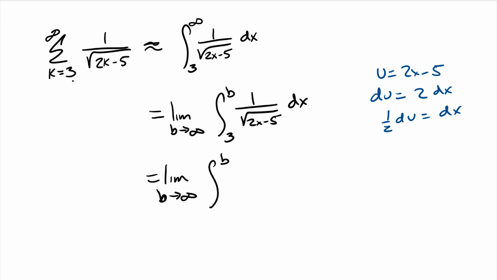So this is equal to the limit as b tends to infinity. The b is not going to change, 2 times infinity minus 5. And we're going to have 3 plugged into here to get our lower bound. So 2 times 3 is 6, minus 5 is 1. Hey, look at that. 1 over the square root of u du. Oh, and I forgot my 1/2. There it is.